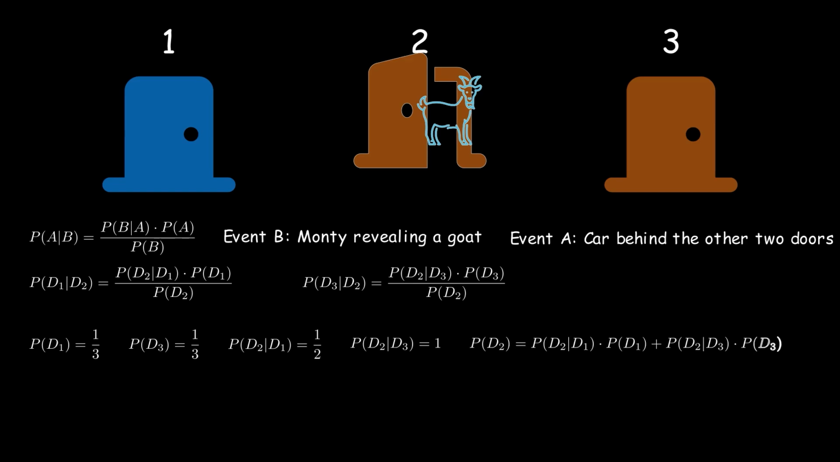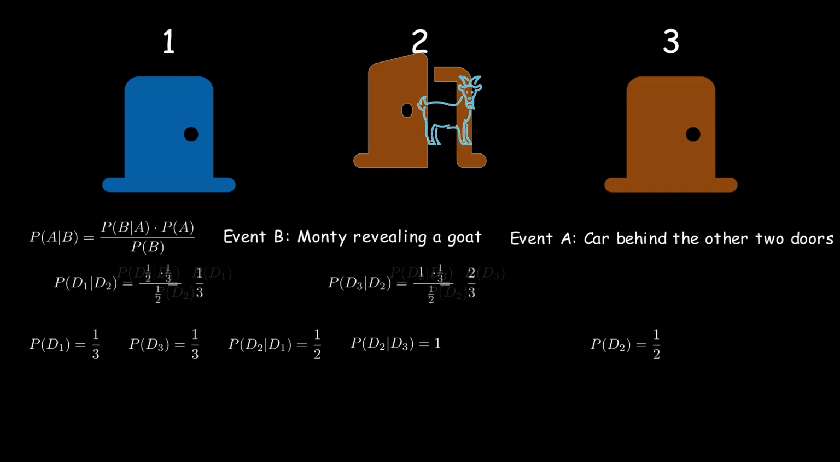We discussed the law of total probability in our previous videos as well. Please check them out if you are not familiar with it. After plugging the values into Bayes' equation and solving, we find that the probability of the car being behind door number 3 is 2/3, and the probability of the car being behind door number 1 is 1/3. This confirms that the contestant should switch doors to maximize their chances of winning the car.